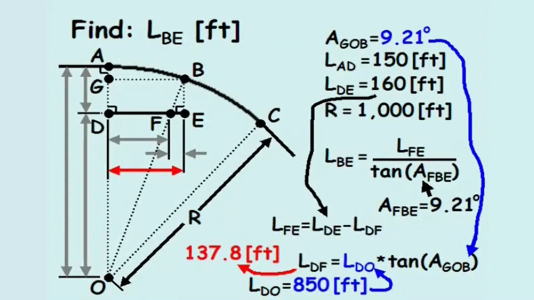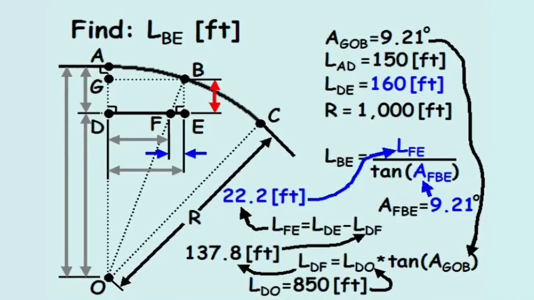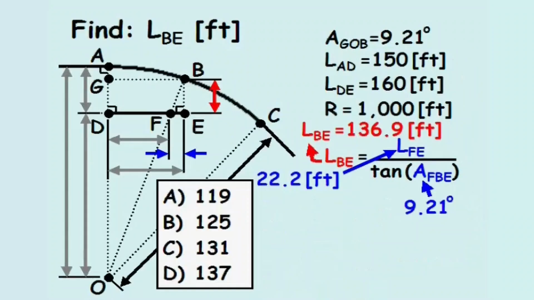The length of line segment FE equals 160 feet minus 137.8 feet, or 22.2 feet. And finally, the length of line segment BE equals 22.2 feet divided by the tangent of 9.21 degrees, which equals 136.9 feet. When reviewing the possible solutions, the answer is D.